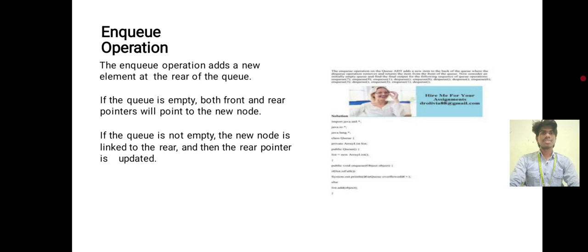Enqueue operation. The enqueue operation adds a new element at the rear of the queue. If the queue is empty, both front and rear pointers will point to the new node. If the queue is not empty, the new node is linked with the rear and then the rear pointer is updated.